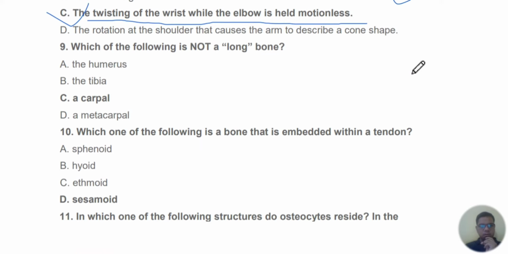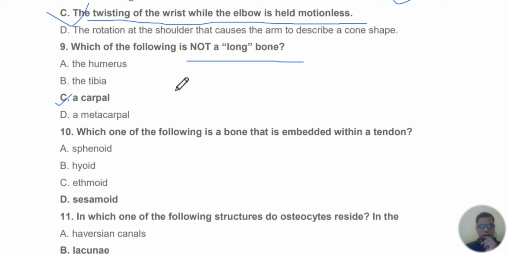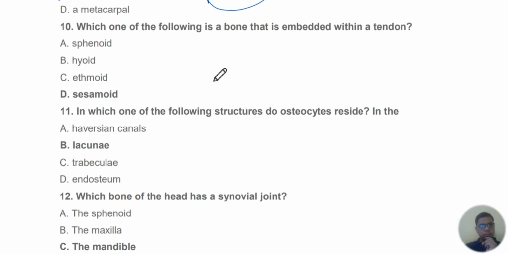Next is 9 question number. Which of the following is not a long bone? The answer is C, a carpal. Okay.